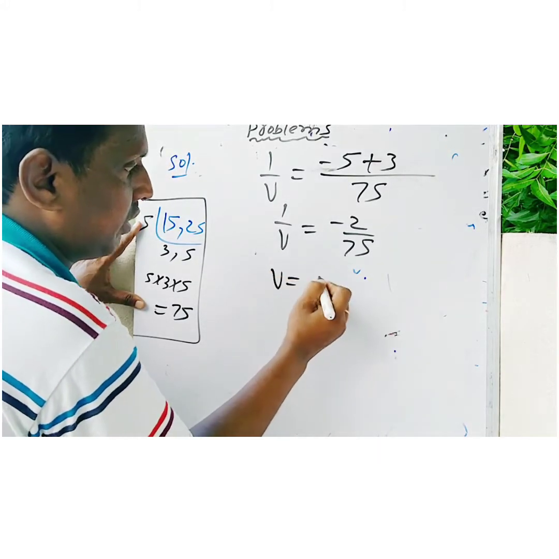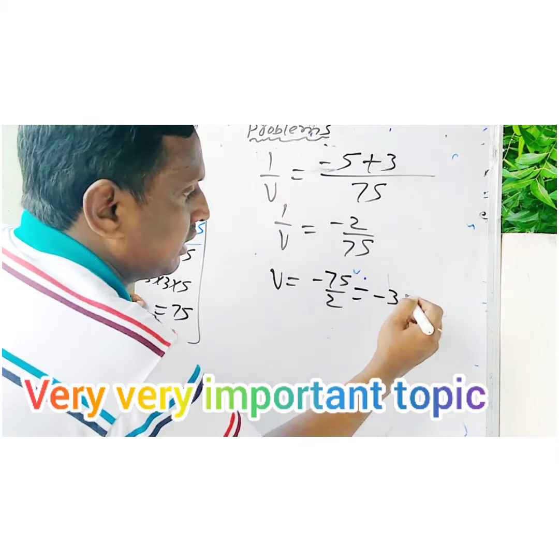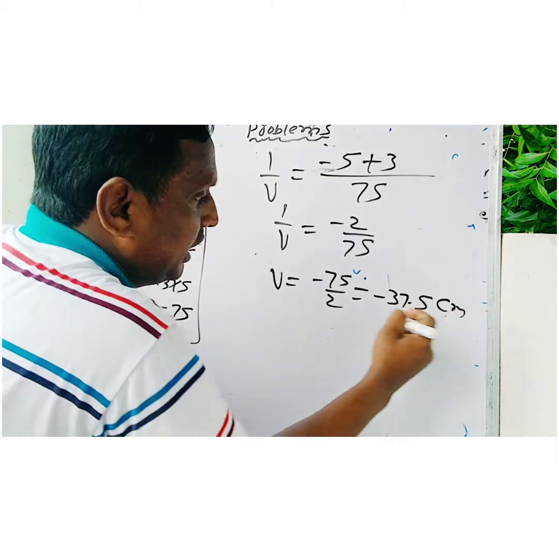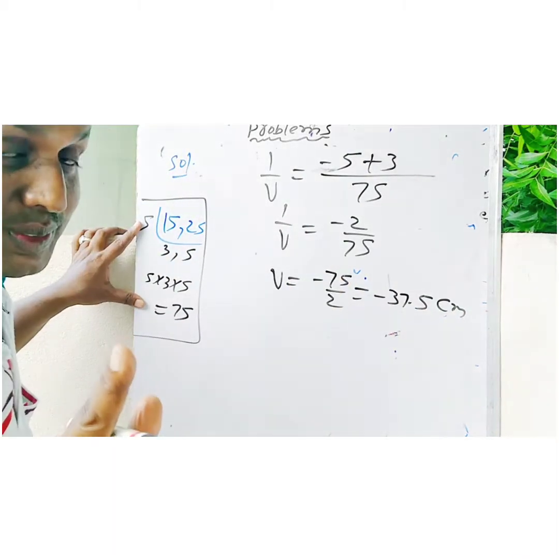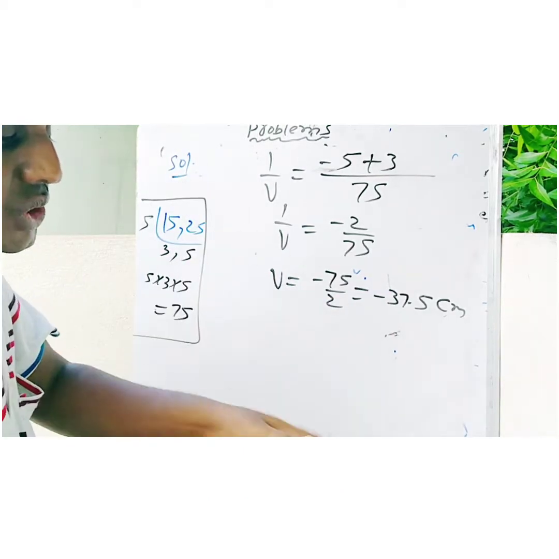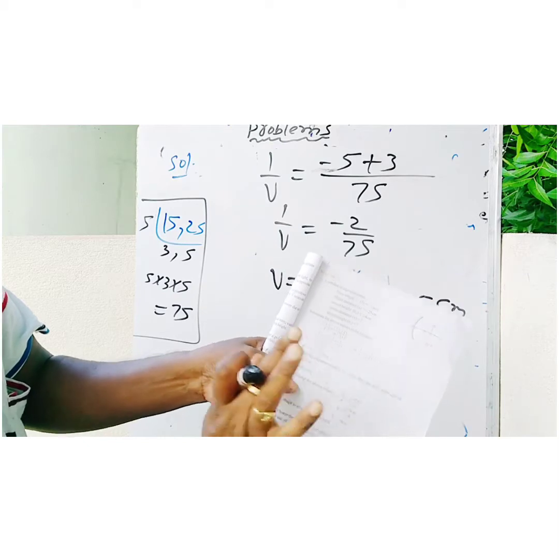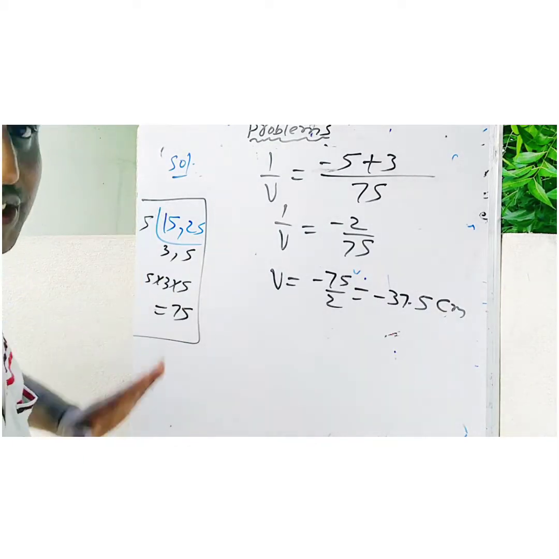You take reverse, V equal what here? Minus 75 by 2. Nothing but here minus 37.5 centimeters. So we got minus also here. All I told you, except the first case, in the case of concave, all are negative. So we got negative here. So exact answer here: V equal to minus 37.5 centimeters. Clear?